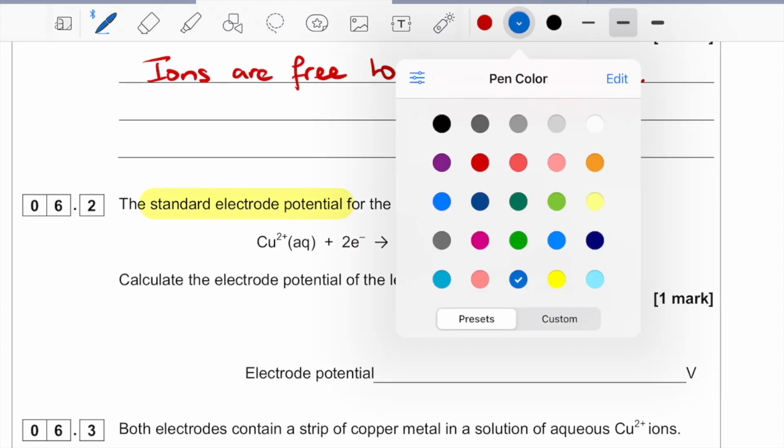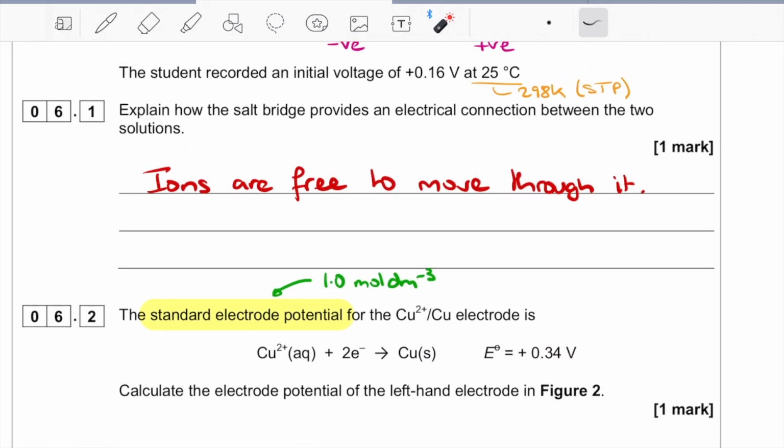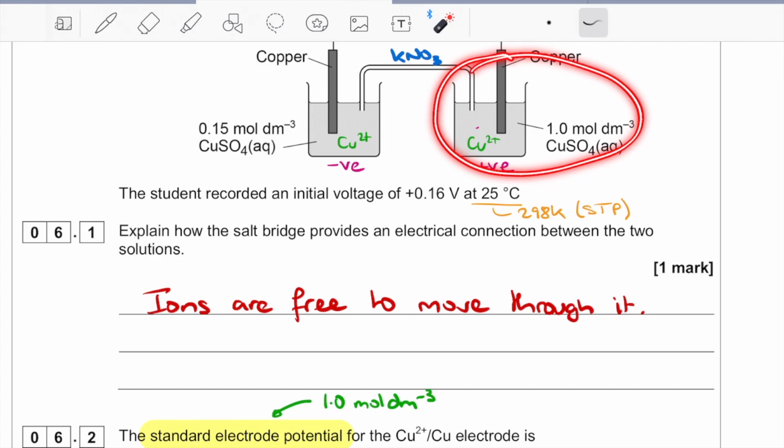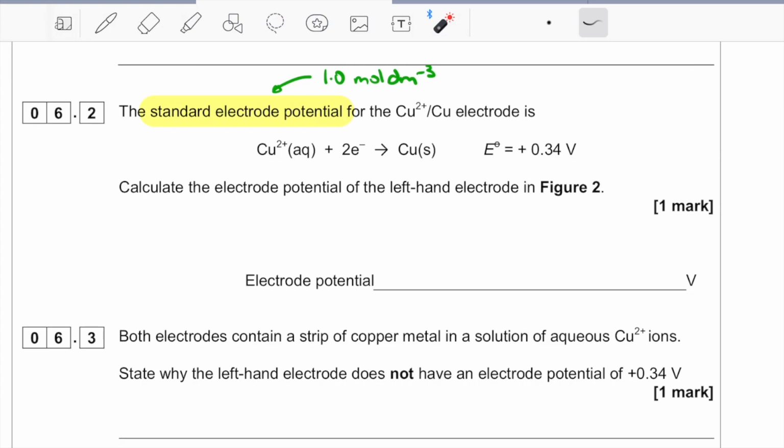But what it's also telling us here is the other part of the other standard condition, particularly with electrode potentials, is that we have solutions where the ions we're interested in, in this case copper 2+ ions, have a concentration of 1 mole per decimeter cubed. So the electrode potential value for this half cell, the one on the right, which has the standard conditions concentration, is going to be plus 0.34. We know what the overall electrode potential is. It's plus 0.16. And so we're going to be able to work out the value for the left hand.